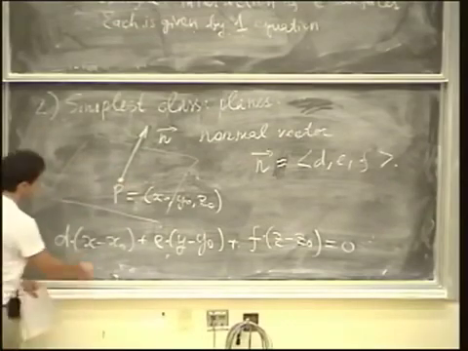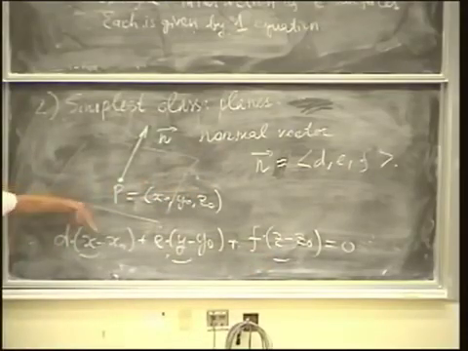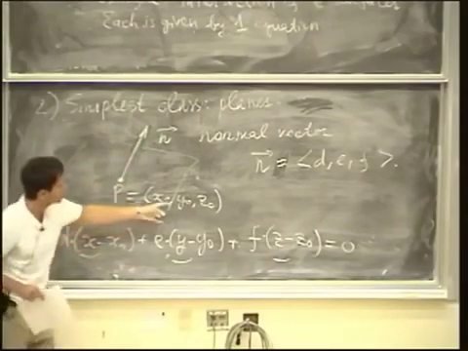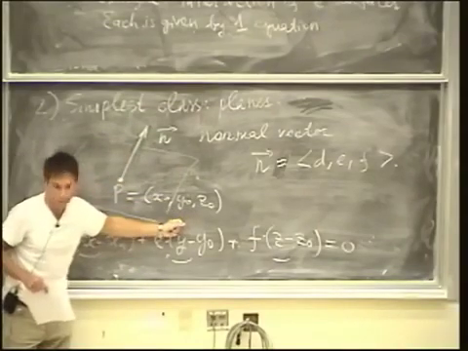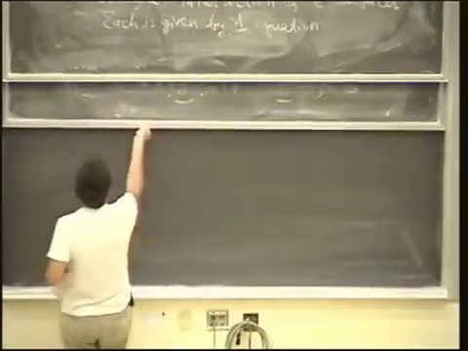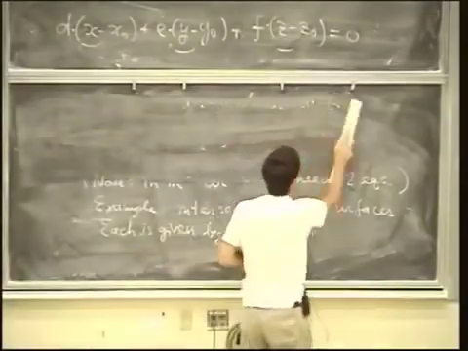So this is an equation in the variables x, y, and z, where all other quantities are given. d, e, f are the components of the normal vector, so they should be given, and likewise x0, y0, and z0 are the coordinates of the point, and they should also be given. You can rewrite this by opening the brackets.